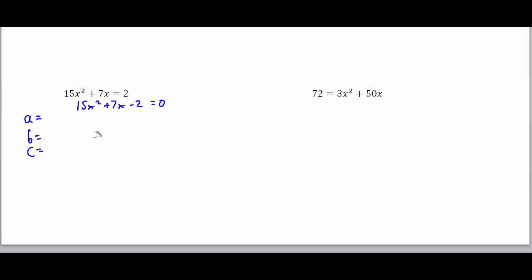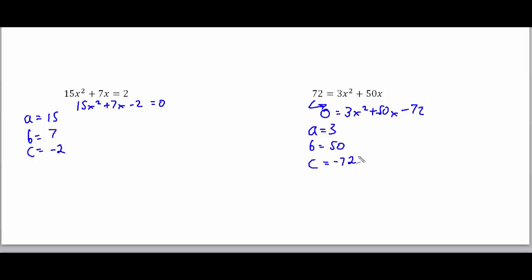So if I subtract 2, now I have my A, my B, and my C. And over here, I'd have to move the 72 to the other side. There we go. And that problem now is solvable. A is 3, B is 50, and C is negative 72. And yes, both of these problems are factorable. I promise you, both of these problems are factorable.